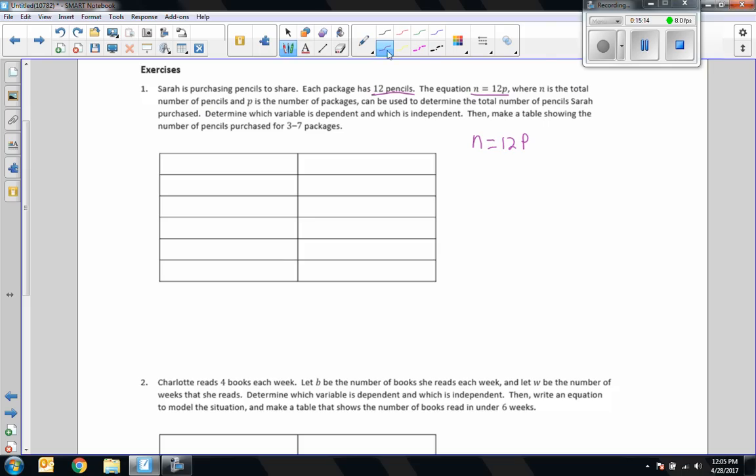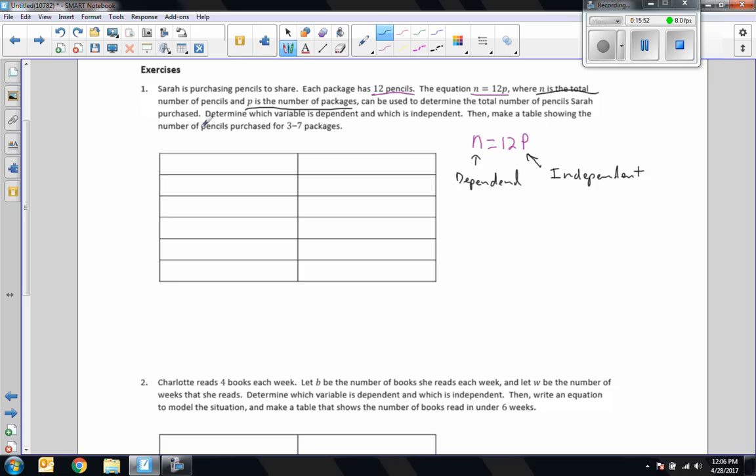Determine which variable is dependent. Okay, the dependent variable is always by itself, so I'm going to just label it like this. The dependent variable is n, and n is the total number of pencils. That's the dependent variable. The independent variable is p, and p is the number of packages. Okay, so there's our dependent, there's our independent. So we answered that part of the question.